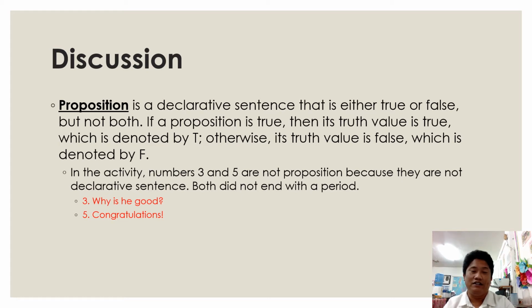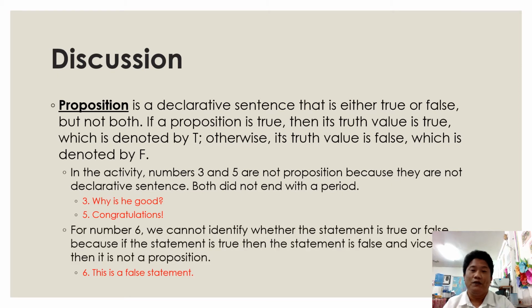The other one is statement number 6. This is a false statement. For number 6, we cannot identify whether the statement is true or false. Because if the statement is true, then the statement is false. Meaning, if the statement this is a false statement is true, meaning the content of the statement becomes false, or vice versa. This is not a proposition because we cannot identify the truth value of the statement.